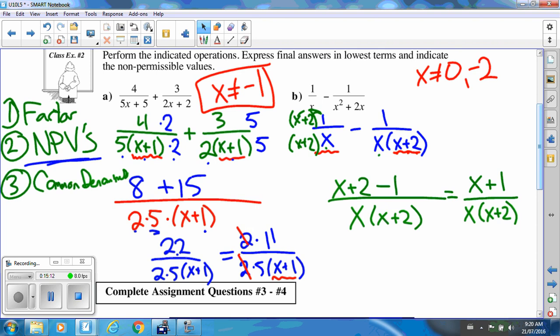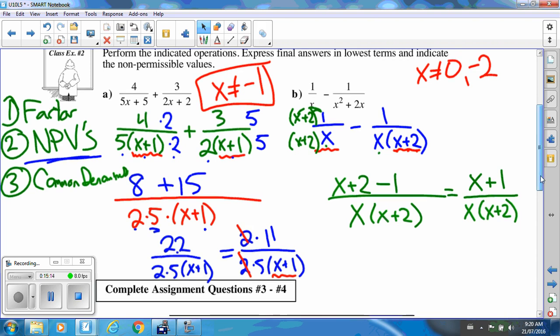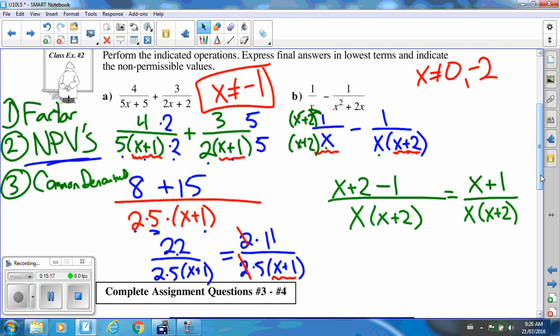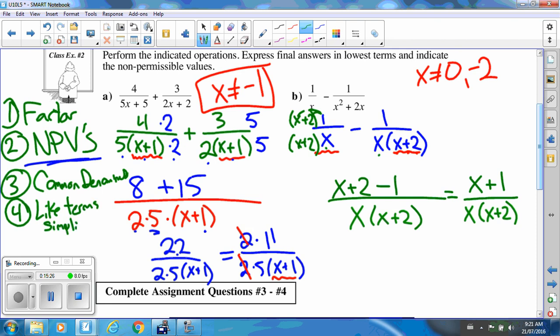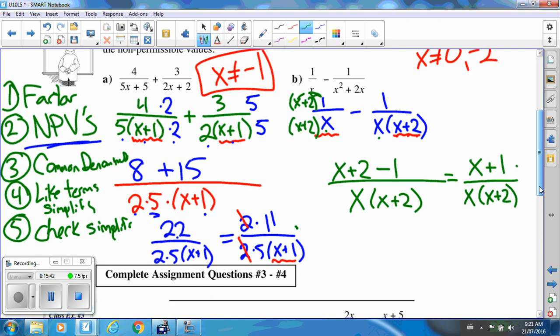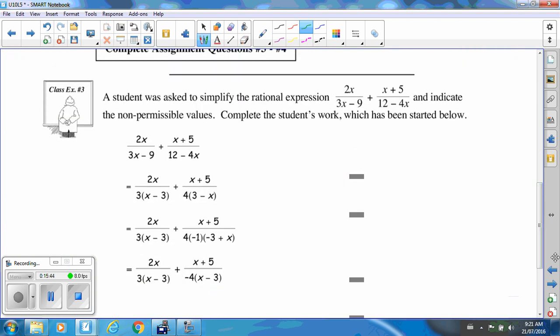And did I write my NPVs? I did. Look, I can be taught. So common denominator. And then again, once we put our common denominators, then we combine like terms and simplify the numerator. And then step 5 is check for factoring. Check to see if the whole thing simplifies. Which in this case it doesn't, because x plus 1, x and x plus 2 will have no common factors anywhere.